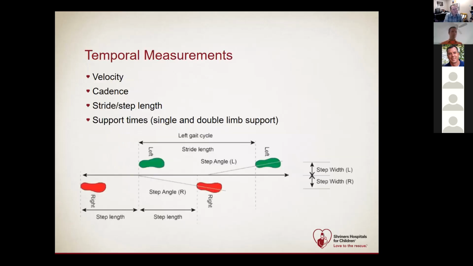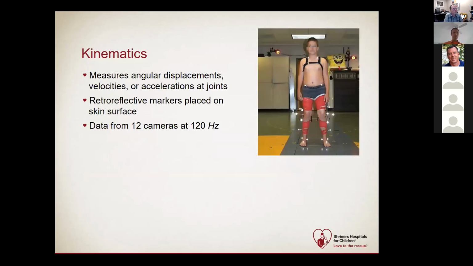Temporal measurements are just things like how fast they're walking, how they're achieving that walking velocity, support times. Those are nice functional measures that we report.